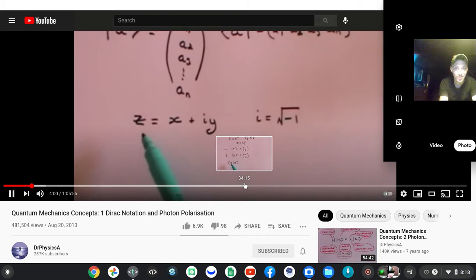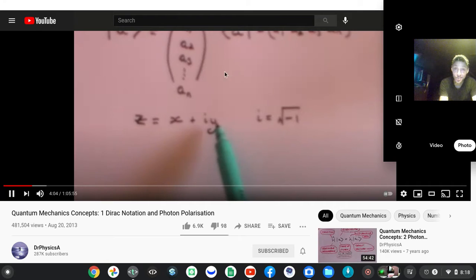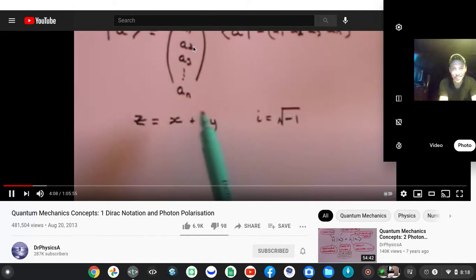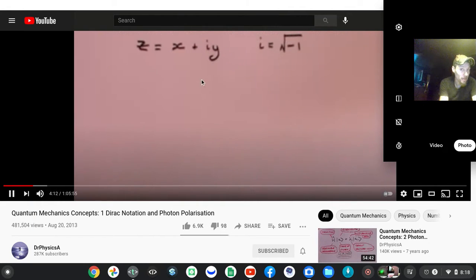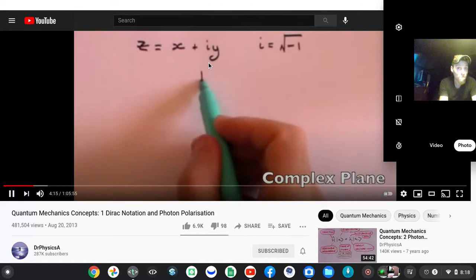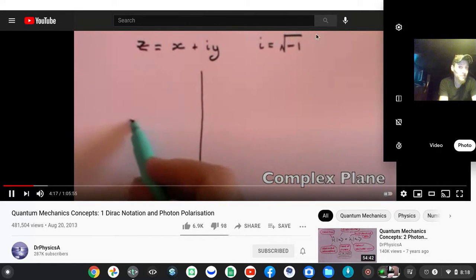A complex number consists of one real number plus another real number, but multiplied by the square root of -1. And the two, of course, do not easily mix. You can represent a complex number on what's called the complex plane, which is essentially a graph.